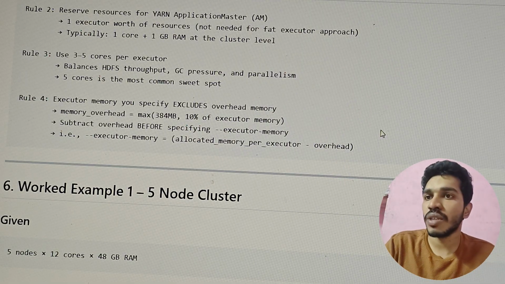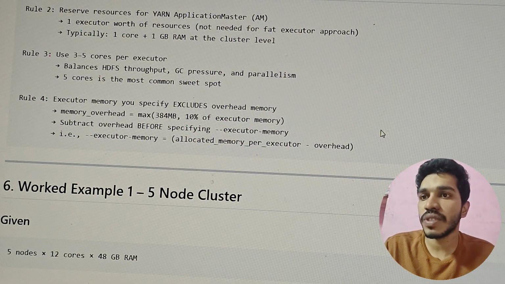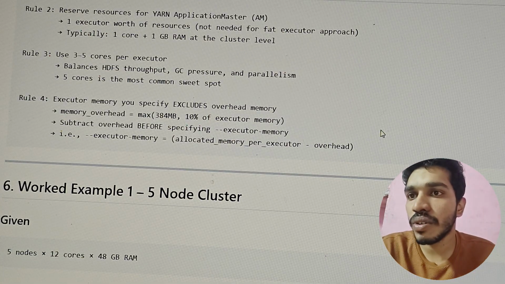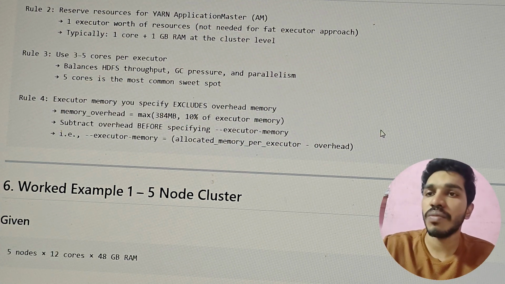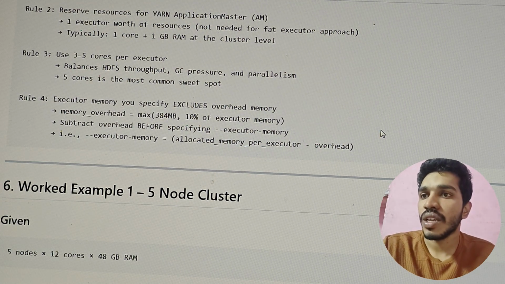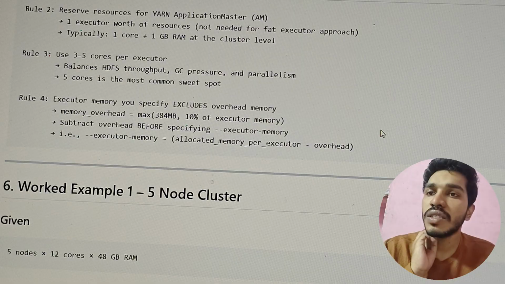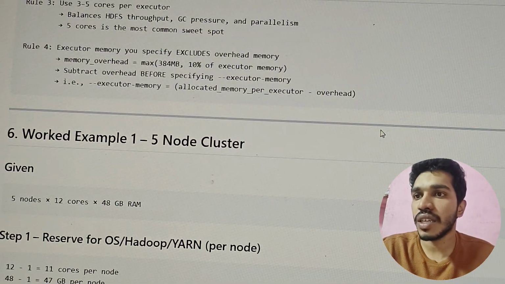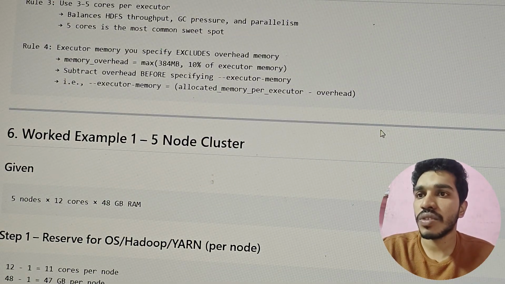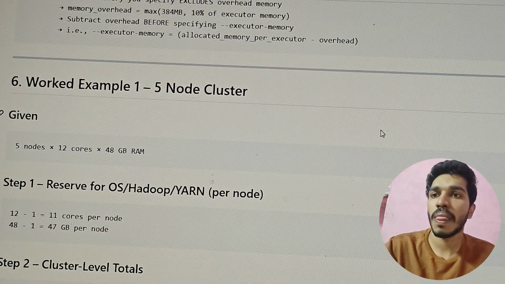The fourth rule is executor memory. You specify it excluding overhead memory, where memory overhead is the maximum of 384 MB or 10% of executor memory. So subtract the overhead before specifying --executor-memory. That is, executor memory equals the allocated memory per executor minus the overhead memory.